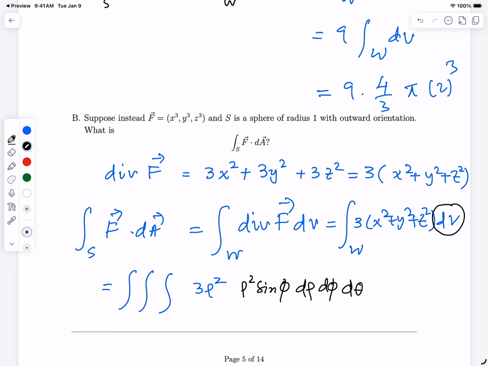And then the limits: since the radius is 1, rho should be 0 to 1. And this is the whole sphere, so phi should be 0 to pi, and theta should be 0 to 2 pi. And this guy will be 3 rho to the 4. I think I'm not going to do this. You just need to integrate each component, and you will get 12 pi over 5. So you integrate rho, then you integrate the function of phi, which is sine phi, then you do theta. That's it.